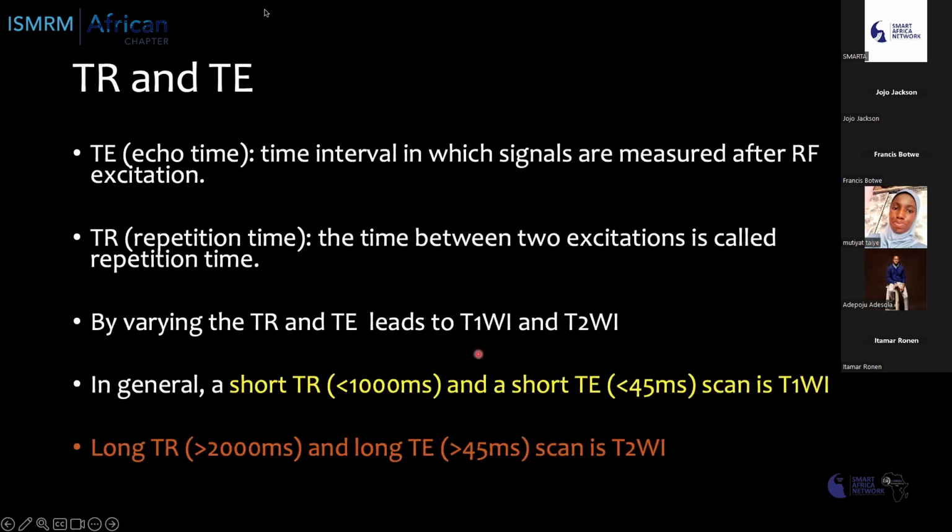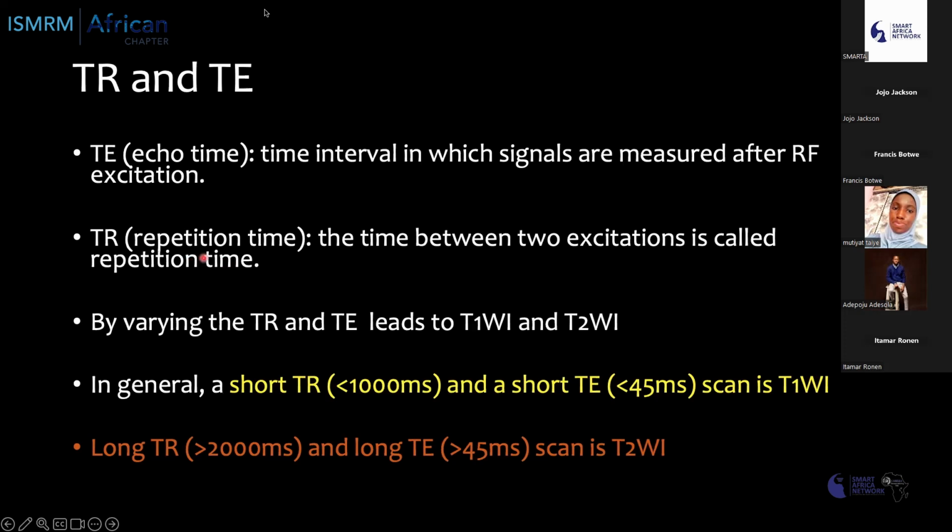So we talked about the radio frequencies being used to excite the protons. So time for repetition and time to echo describe these processes. Echo time, that's TE, is a time interval in which signals are measured after the radio frequency excitation. The repetition time denotes the time between two excitations.